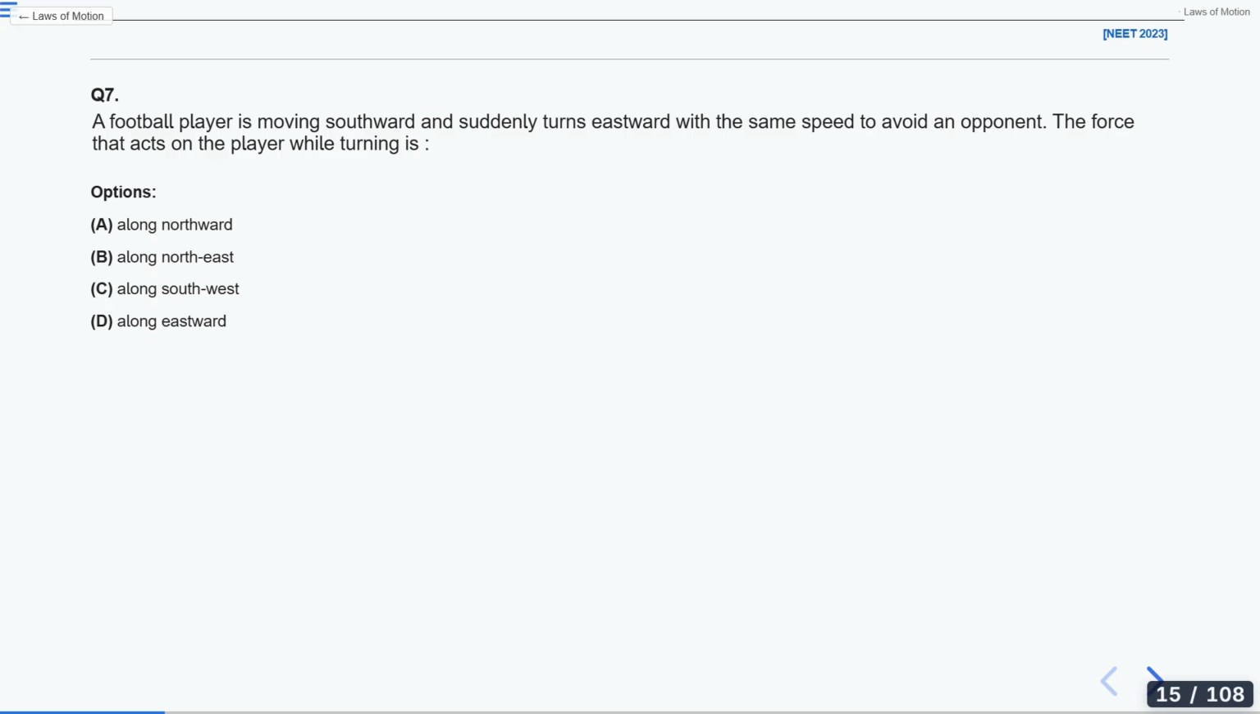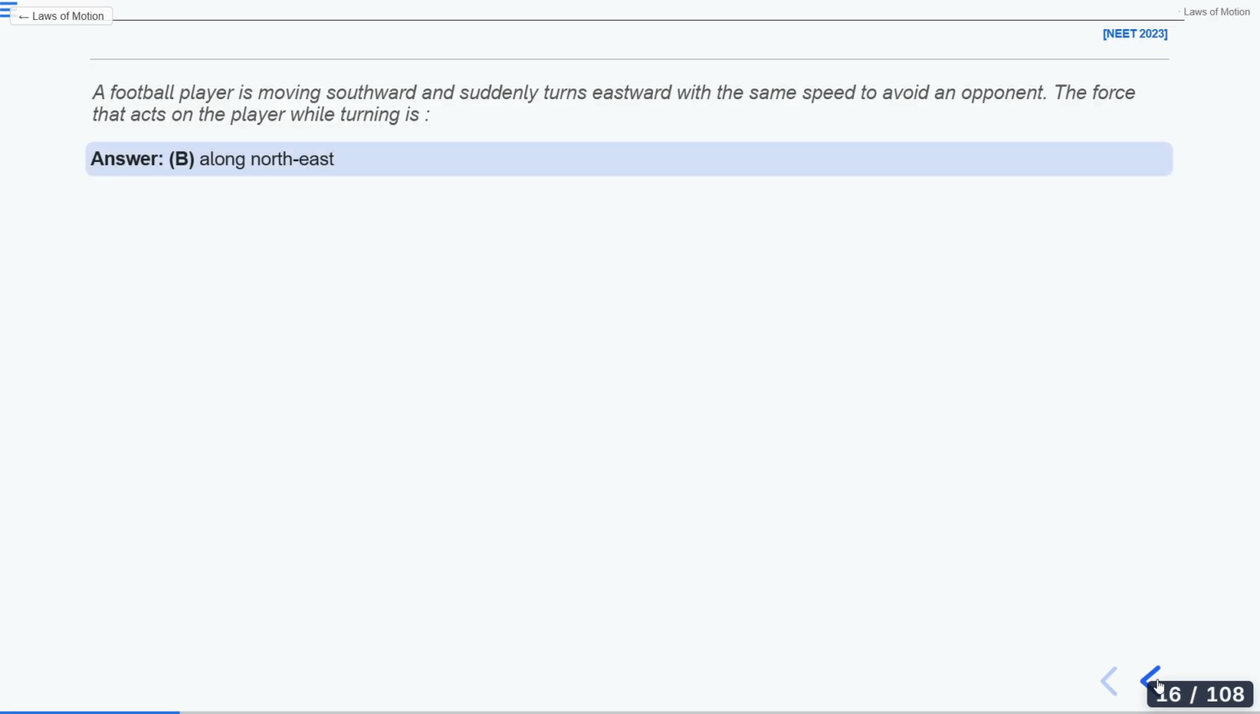Can I move forward to look at the solution of this question? Now, look at the solution. The question was, a football player is moving southward and suddenly turns eastward with the same speed to avoid an opponent. The force that acts on the player while turning is along north, northeast, southwest or towards east. So B was the correct answer. Those who have answered B are correct.